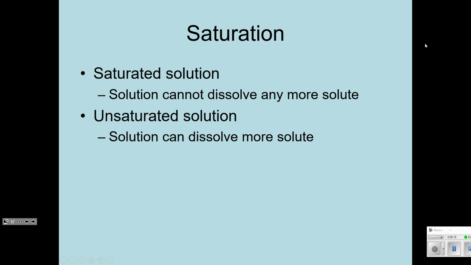Quite frankly, these words are used for things other than solutions. Have you ever heard of saturated fats? Unsaturated fats, polyunsaturated fats. That's just dealing with your carbon-hydrogen bonds. If you have the maximum number of carbon-hydrogen bonds in a fat molecule, it's a saturated fat. If there's a double bond, that means you're missing some carbon-hydrogen bonds. It's an unsaturated fat. So these terms can be used for things other than solutions.